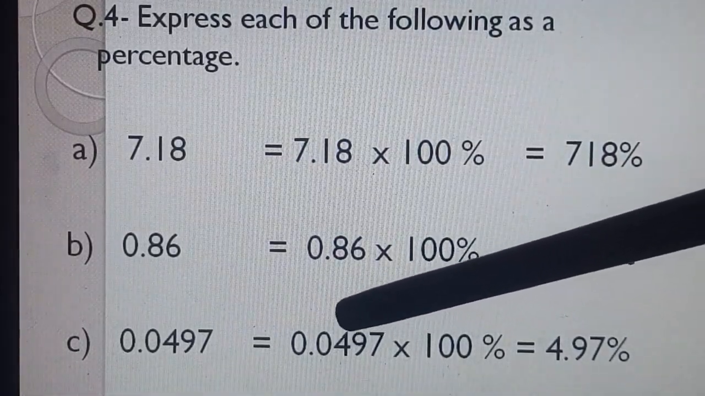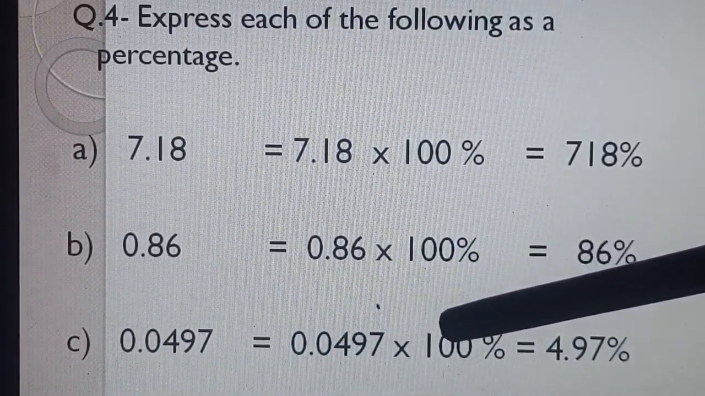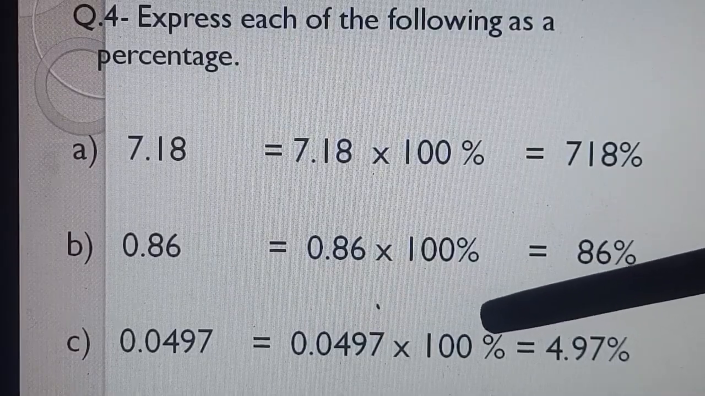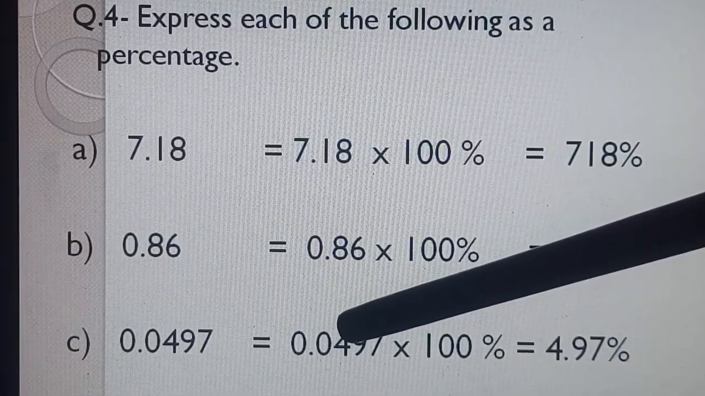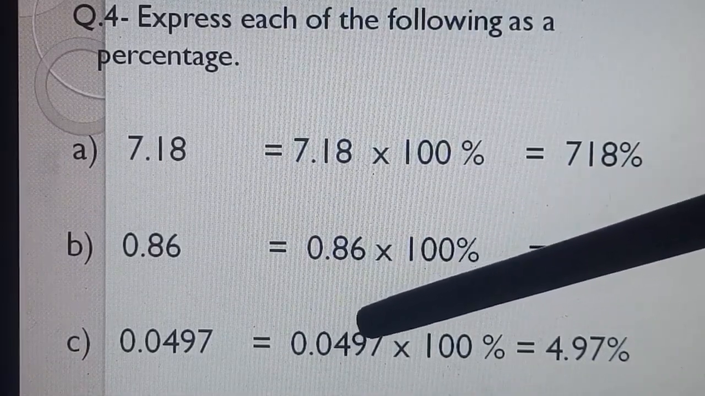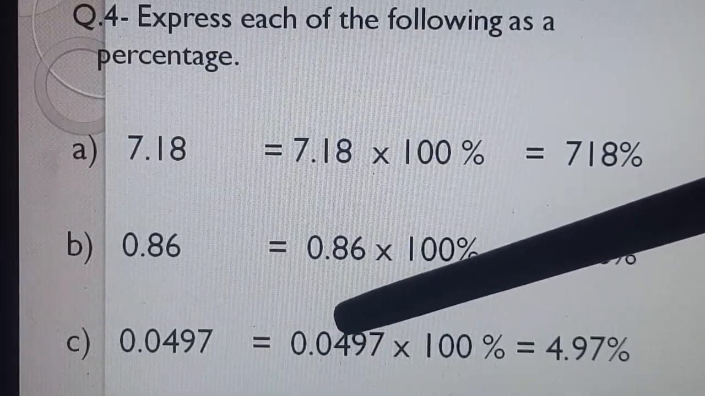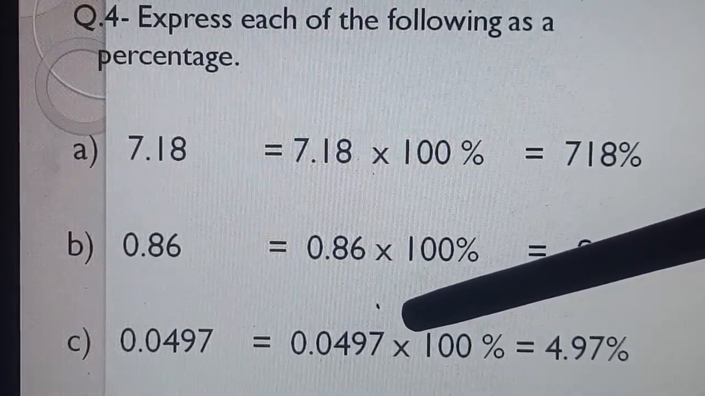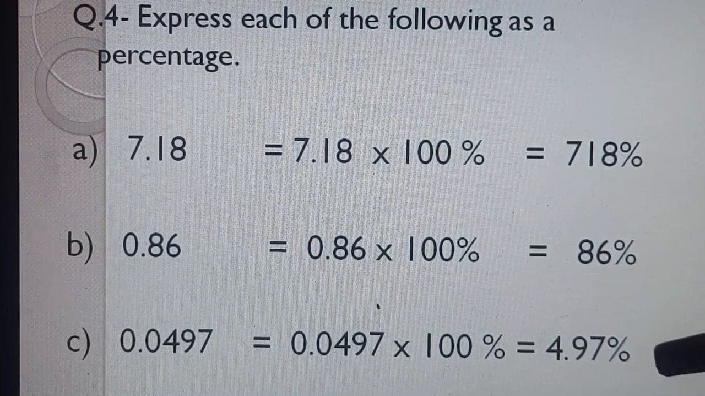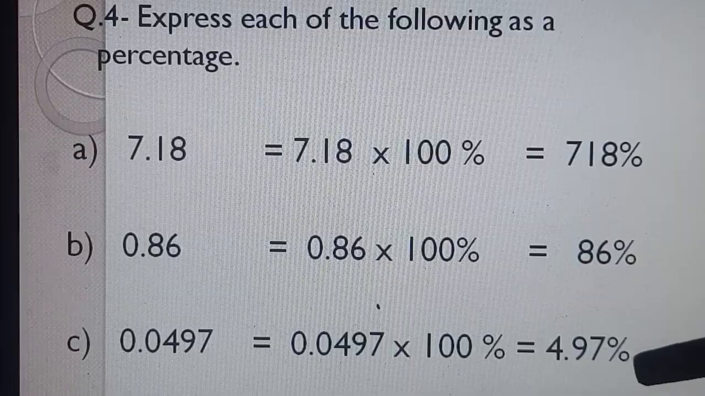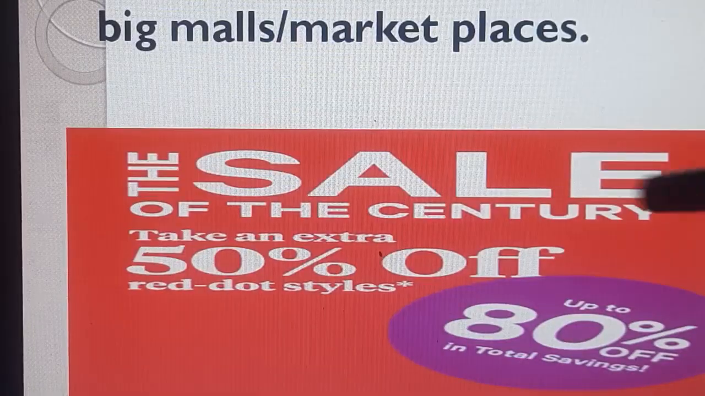So now after decimal 1, 2, 3, 4 digits are there. We have to shift decimal only 2 places to the right. So start shifting 1 place, it will come between 0 and 4. 1 more place, it will come between 0 and 9. Only 2 places. So our answer will become 4.97%. Got it? 4.97%.